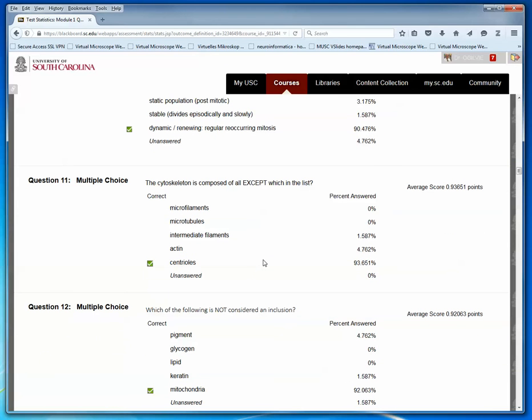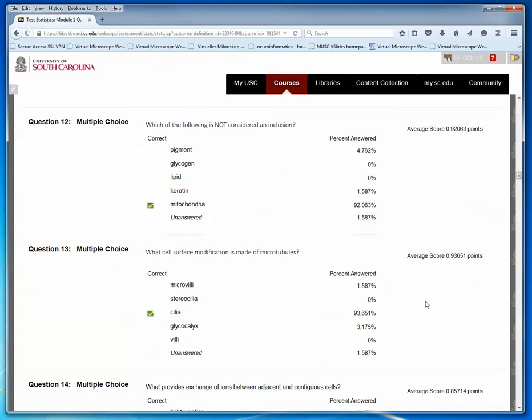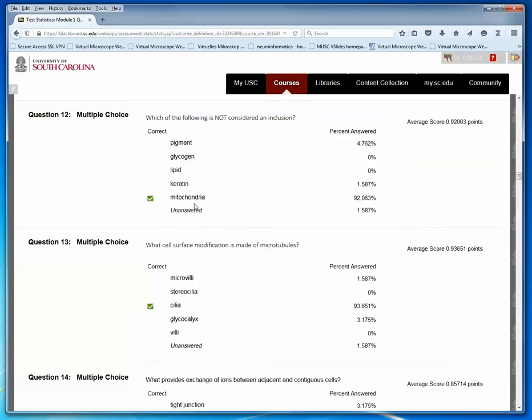And then cytoskeleton. You see the cytoskeleton is composed of filaments or microtubules. And they can be microtubules, intermediate filaments, microfilaments, actin, but not centrioles. Now, the basal bodies can generate, and even centrioles can generate microtubules, but the centrioles themselves, while they give rise to a component of the cytoskeleton, are not themselves the cytoskeleton. And review inclusions versus organelles. All of these are inclusions except for mitochondria, which is an organelle.